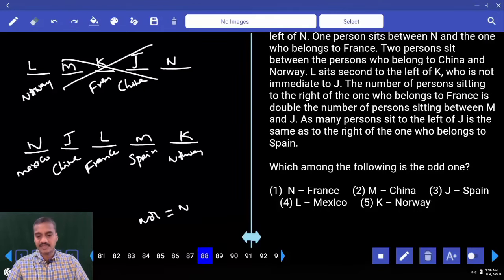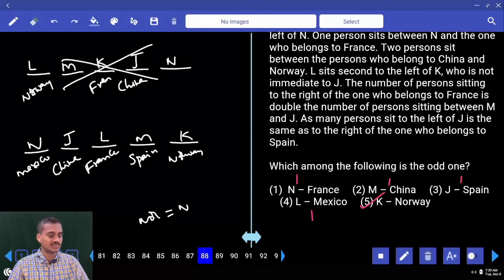Then 88, which among the following is the odd one? N and France, there is exactly one person. M and China, there is exactly one person. J and Spain, there is exactly one person. L and Mexico, there is exactly one person. And K and Norway, K himself is Norway. Hence, what is your answer? Choice 4 for question number 88.